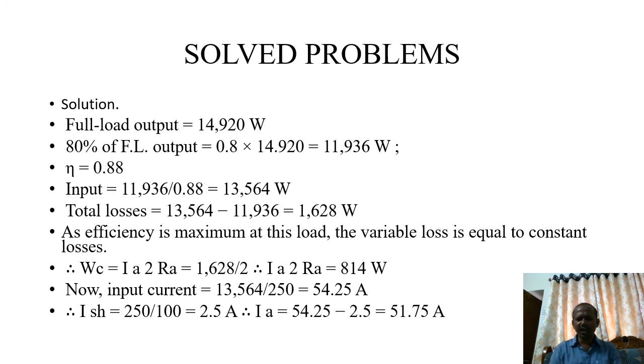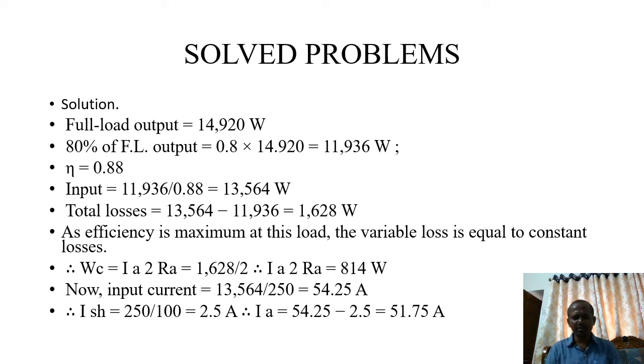Therefore, from this you can calculate input current. So there is an input value of 13,564 watt. Input current is input power by applied voltage 250 volt, which is equivalent to 54.25 amperes. Therefore, the shunt field current: the shunt field resistance is given, that is 100 ohms, and shunt field current is equal to applied voltage V by RSH. So here V is 250, RSH is 100, which is equivalent to 2.5 ampere.